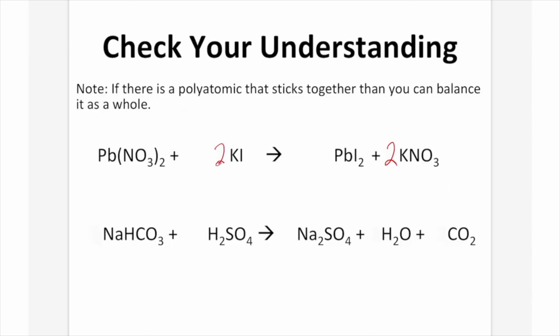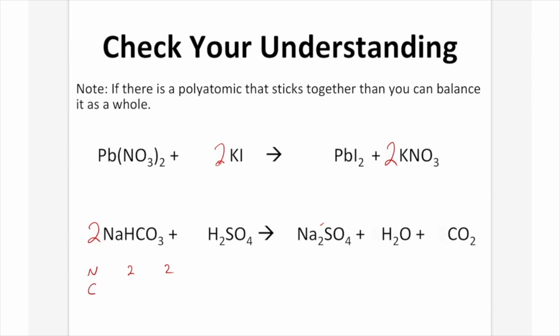Let's take a look at the second one. So now, once again, we're just going to pick an element to go with first, and we're going to balance it. So let's try sodium. Sodium on the left-hand side has 1, and on the right-hand side it has 2. So we're going to put a 2 in front of the Na on the left-hand side, and that's going to balance sodiums. So we're going to write 2 and 2.